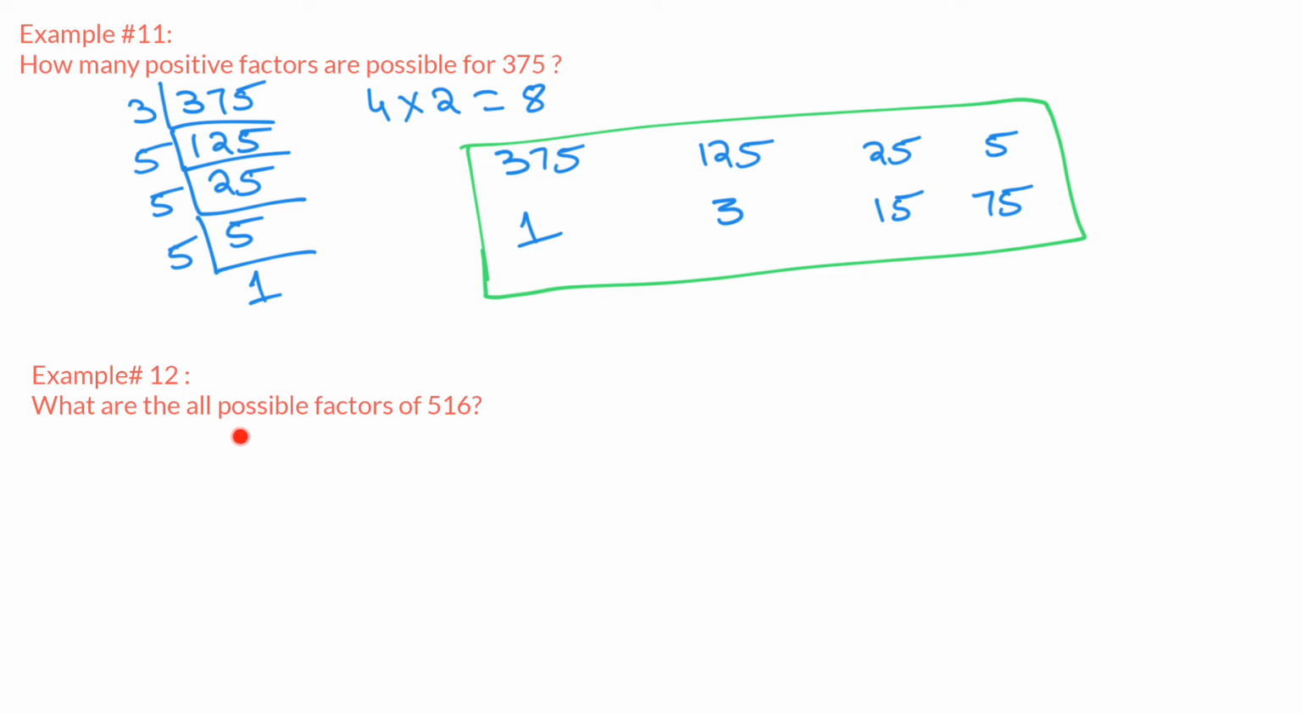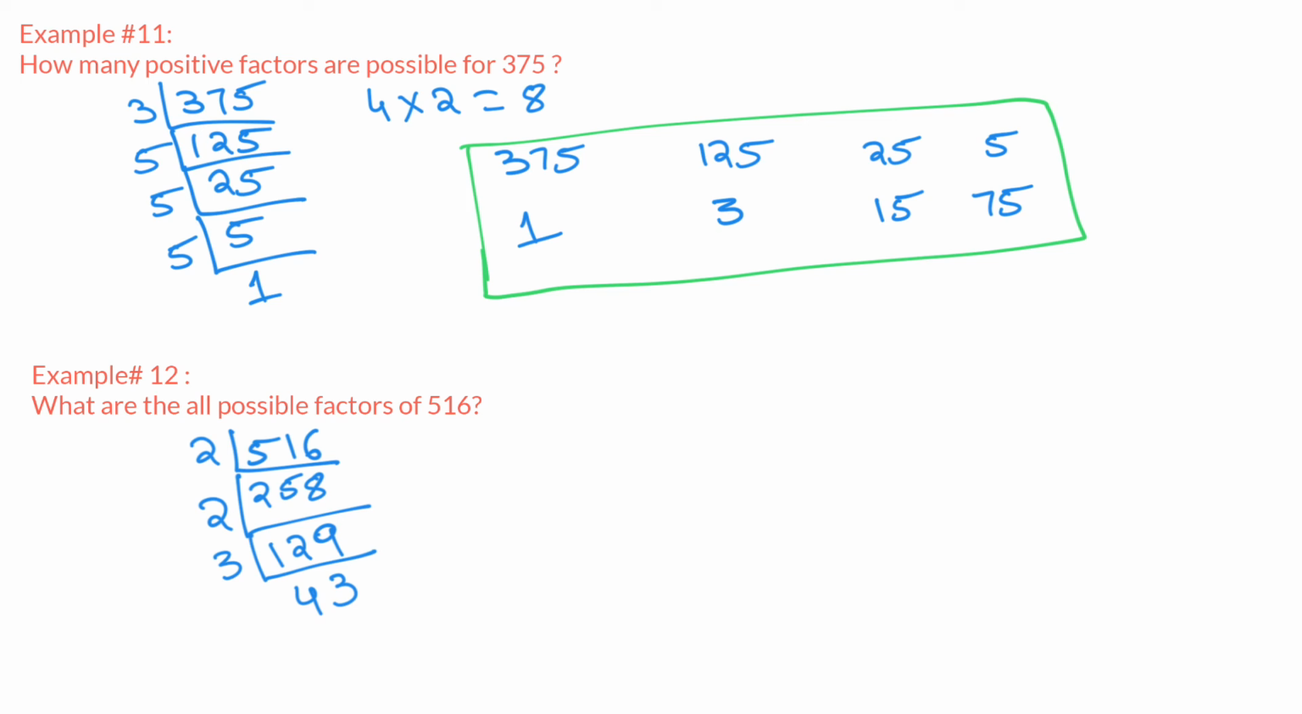Next example, what are the possible factors of 516? Just like in our previous example, consider the given number 516 and as a first step, identify the minimum value with which this number is exactly divisible. It is simple. 516 is exactly divisible by 2 and it gives 258. Again, 258 is exactly divisible by 2 and it gives 129. Now, 129 is exactly divisible by 3 and it is giving 43.